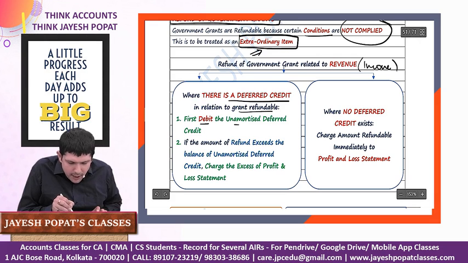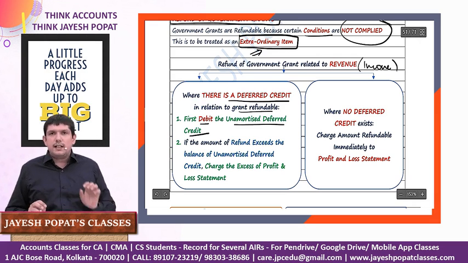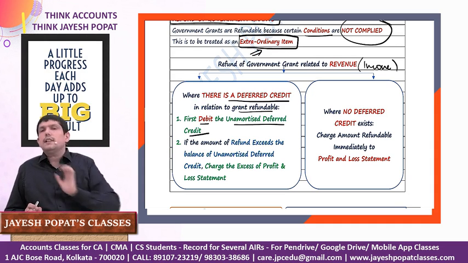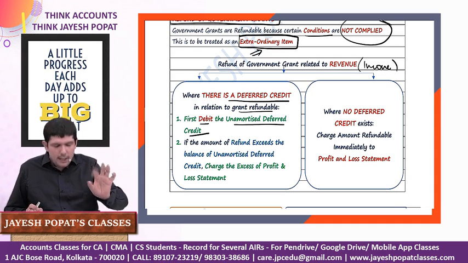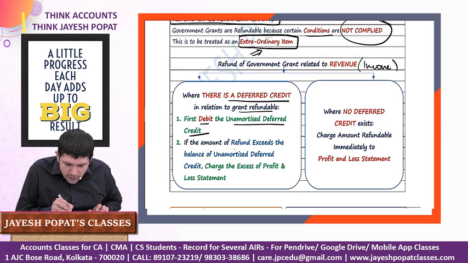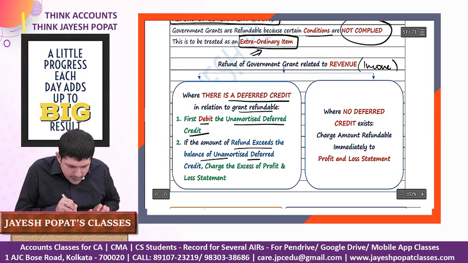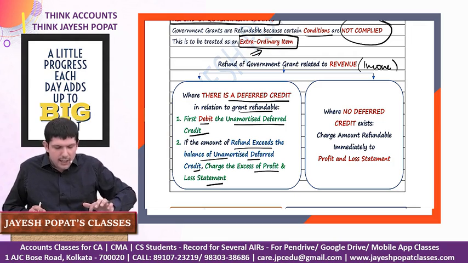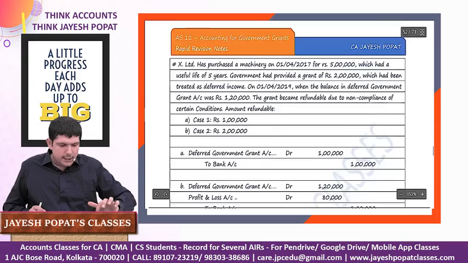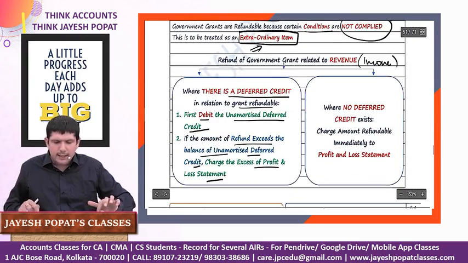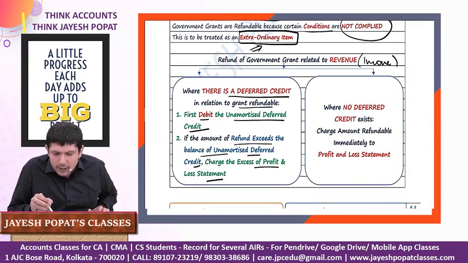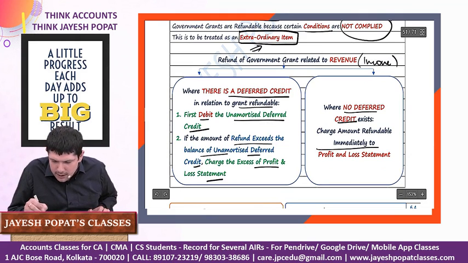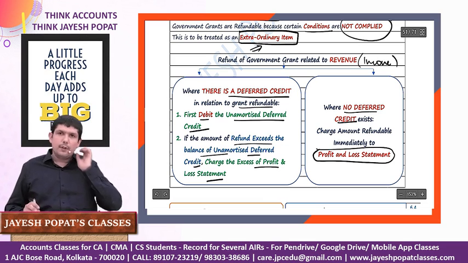First, you will debit the unamortized amount in the deferred credit, means such an amount which is the balance in the deferred credit account which you have not credited to the PL till the date of the refund. If the amount of refund exceeds the unamortized deferred credit, then charge the excess to the statement of PL. We'll look at it with the help of an example, or maybe complete another scenario and we'll look at both together. Where no deferred credit exists, you need to charge the refund immediately to the statement of profit and loss.